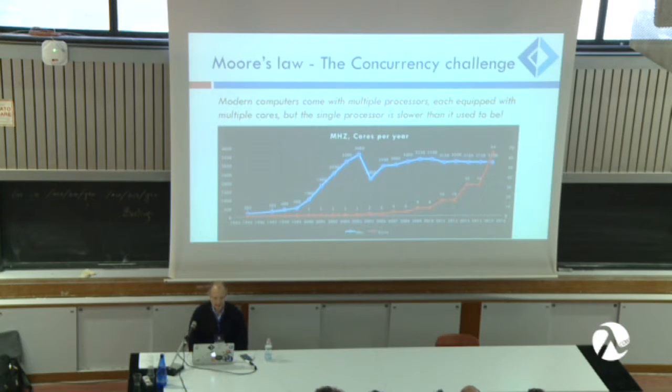So I think everybody is tired of seeing this slide, but I like this one because it really is a good color contrast between the number of cores per year and the speed of the core per year, right? The blue is the speed and the red is the cores that have been added per year. And you can see here, today we really need a good concurrent programming model.